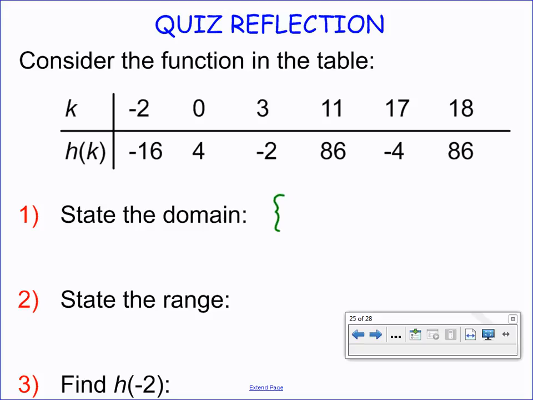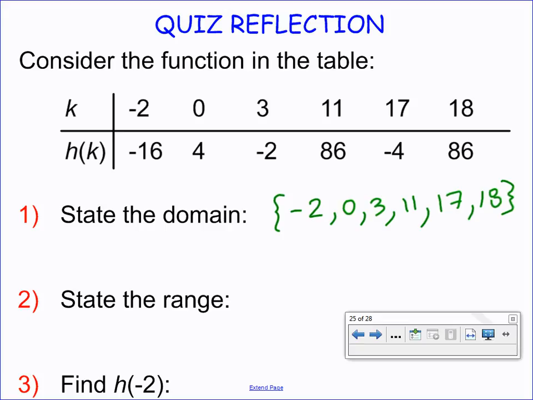And so you could say the set of all k such that, or you can just list them in a set, like we did in class when we were doing Robert Wadlow and his age. So -2, 0, 3, 11, 17, and 18. Recall, it's good math manners if you list these in increasing order. My table already had them in increasing order. If they were out of order, I would list them in increasing order for good math manners.